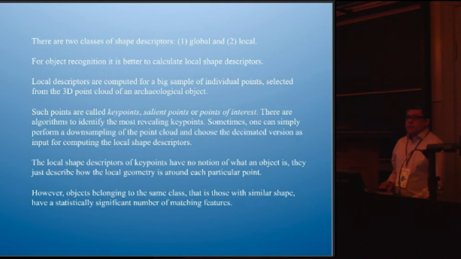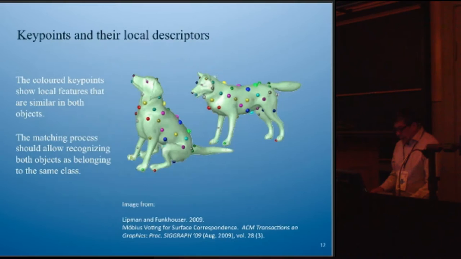In the literature, I have two types of shape descriptors. One is global, and the other class is the local descriptors. For the kind of problems that the archaeologists address, the local descriptors are more useful for our work in archaeology, because they allow us to differentiate objects that are not identical, but have a lot of common features.